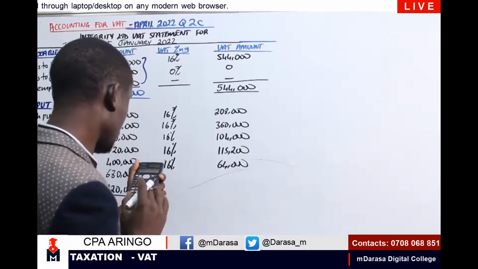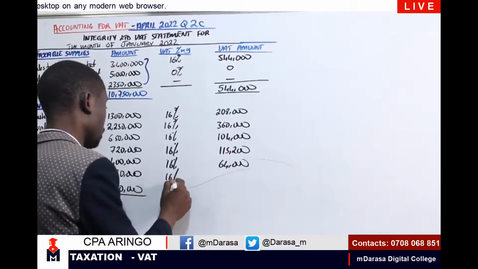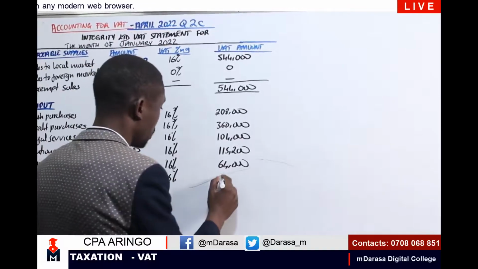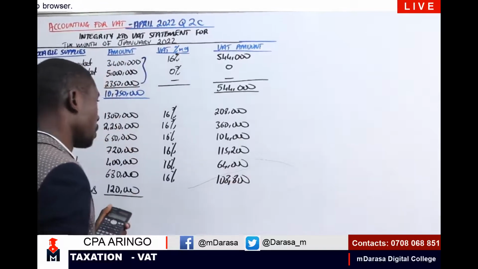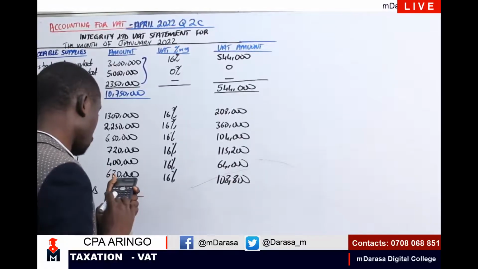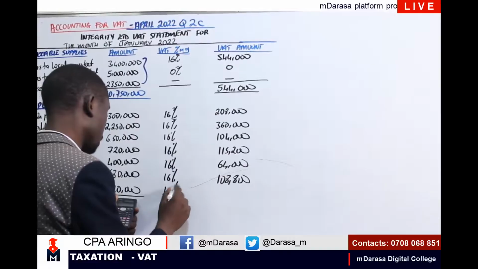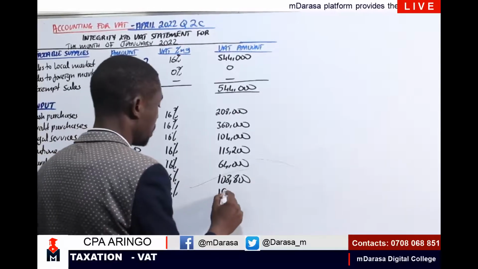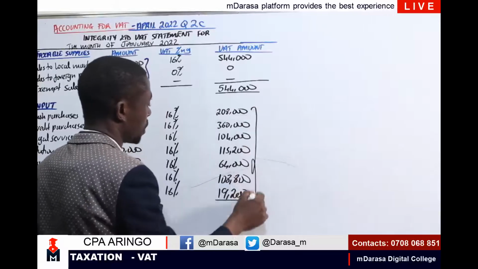Talk of 680 by 0.16, 108,800. Talk about 120 times 0.16. This should give us 19,200, right? Believing that we are all getting the same.